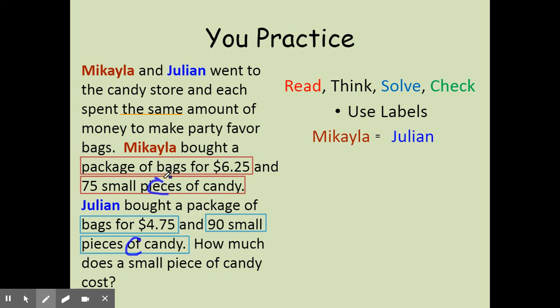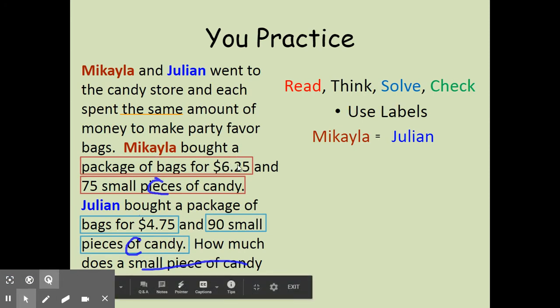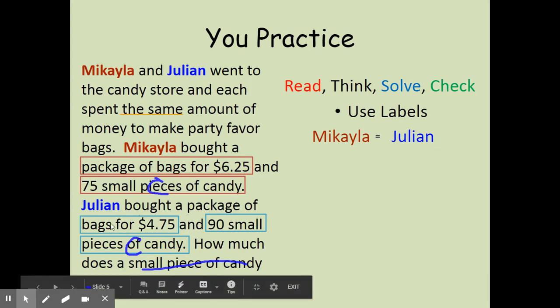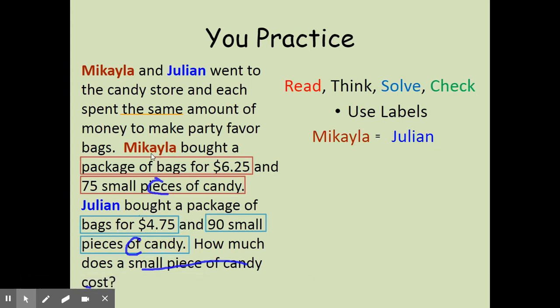Okay, so I've identified my variable, right? Because my question said how much does a small piece of candy cost? How much does it cost? So I'm placing my variable with my candies, right? My 6.25 is talking about bags. So I could not place my letter with bags, right? Bags is a whole different thing than a candy.